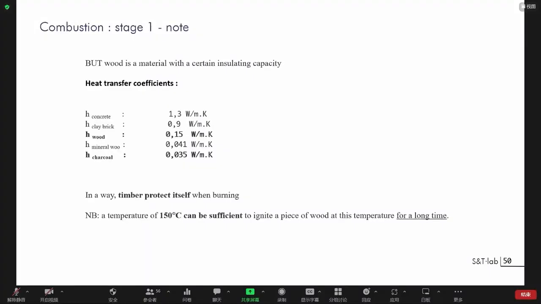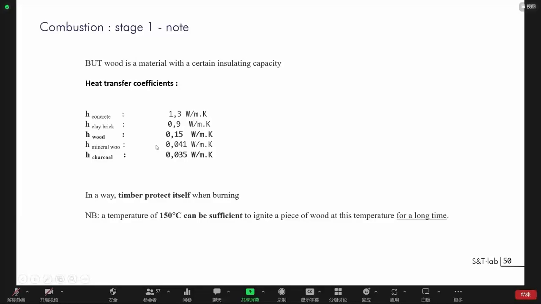What I mentioned is that if you are comparing the heat transfer coefficient of wood or timber here being 0.15 watt per meter Kelvin, you will see that this is far less than concrete, steel, or clay bricks, so that the wood itself won't transmit the heat that easily. But as soon as this timber has been turned to charcoal, we have such a low coefficient that it will be below the limit at which insulation material appears.